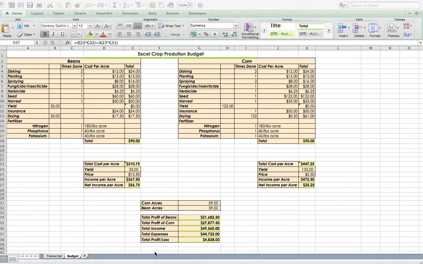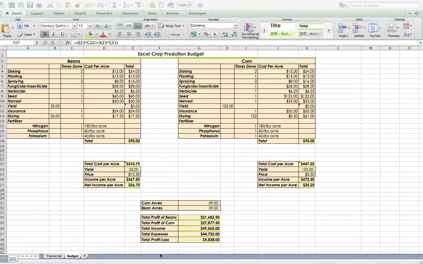In this video, I will show you how to set up a crop production budget. All of the costs per acre are averages from custom farmers' operations. First, we see that disking is done twice in the crop season. Each time is $12 an acre, so that totals to $24 an acre to disc beans and corn separately.